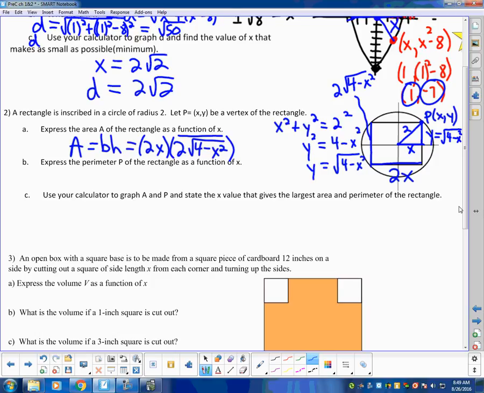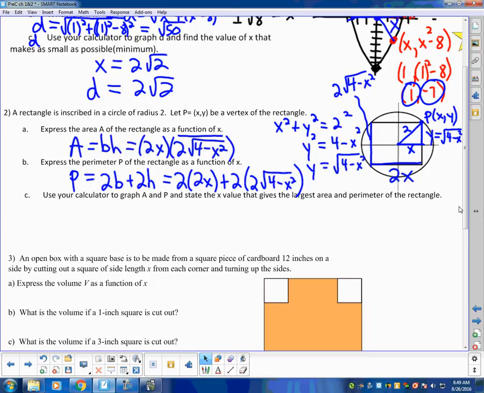And we're going to find the max area that I could have for a rectangle inscribed in a circle of radius 2. We're also going to write a perimeter formula here. Perimeter is equal to twice the base plus twice the height. And so I have a slightly different equation. It's 2 times 2x plus 2 times 2 times the square root of 4 minus x squared. And we could do a little bit of simplifying if we want to, or we can just type it into our calculator just as you see it there.